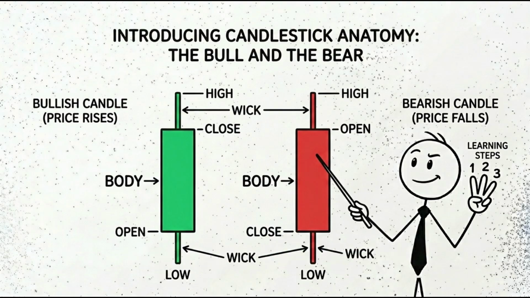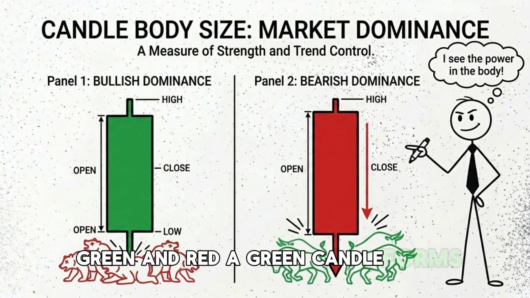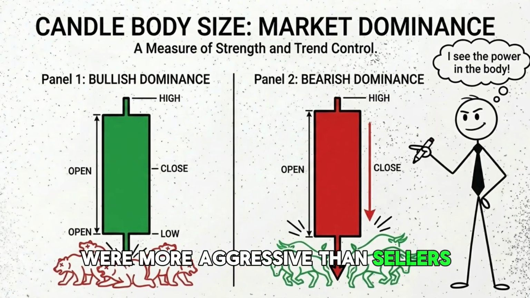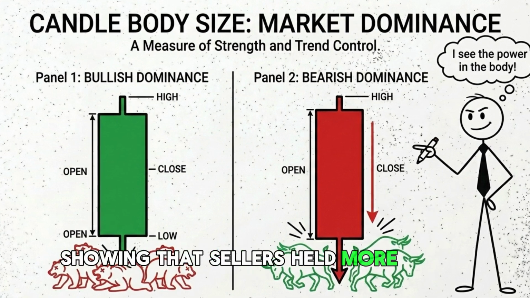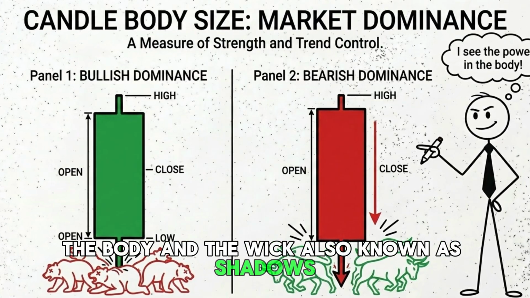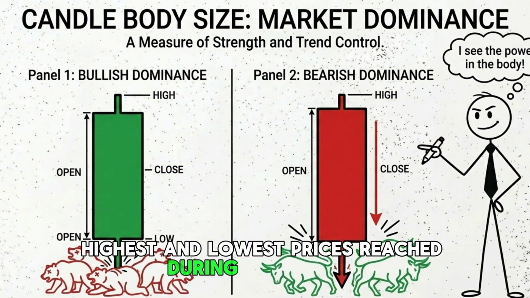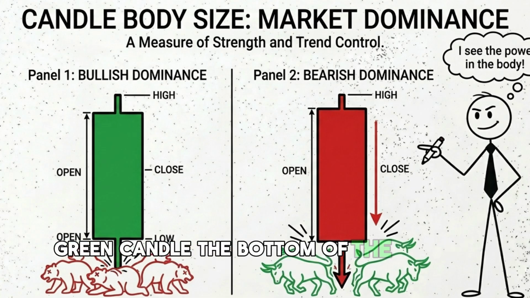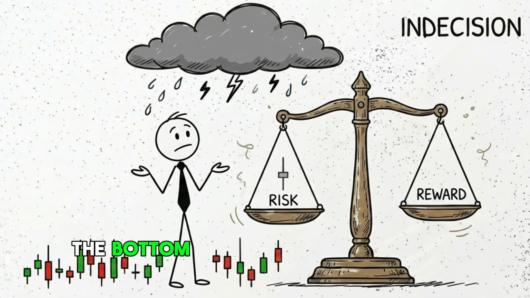Anatomy of a candlestick. There are 2 primary types of candlesticks, green and red. A green candle forms when the price closes higher than it opened, indicating that buyers were more aggressive than sellers. A red candle forms when the price closes lower than it opened, showing that sellers held more power. Every candlestick consists of 2 parts, the body and the wick, also known as shadows. The tips of the upper and lower wicks represent the absolute highest and lowest prices reached during that period. The body is slightly different based on the color. Green candle. The bottom of the body is the open, the top is the close. Red candle. The top of the body is the open, the bottom is the close.